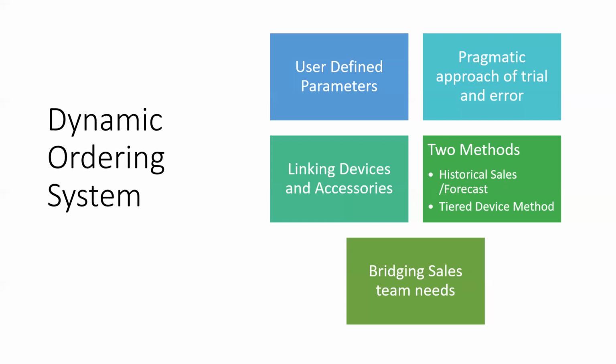And last thing, even with these 2 methods, a historical sales forecast and a tier device method, you're still not going to be able to capture all of the customers' needs. Your sales team, the people on the field, they know best. Sometimes a customer will ask them for something that your historical sales forecast couldn't catch and your tier device couldn't catch. So your system should be able to capture the feedback from the sales team, but in a way that the purchasing manager doesn't have to toggle between different screens, and is able to see it all in one screen. That's what a dynamic ordering system should be doing.